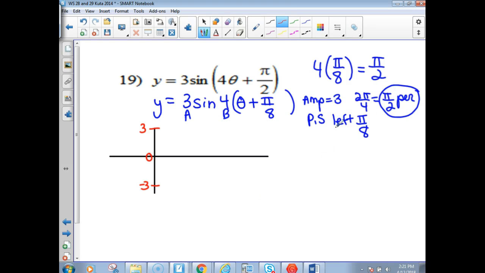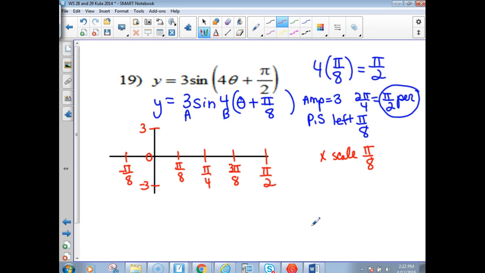We said the period is pi over 2, so I'm going to draw that out here since I'm shifting left. And then I'm going to cut that in half. Half of pi over 2 is pi over 4. Half of pi over 4 is what? Yeah, pi over 8. Oh, how convenient. Our x scale is pi over 8. So 1 pi over 8, 2 pi over 8, halfway between pi over 4 and pi over 2 would be 3 pi over 8. So now we know we're going to shift left pi over 8, so we're going to be going to negative pi over 8.